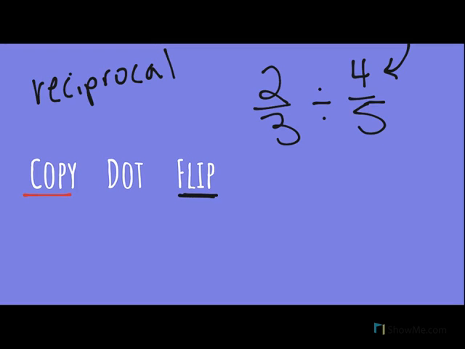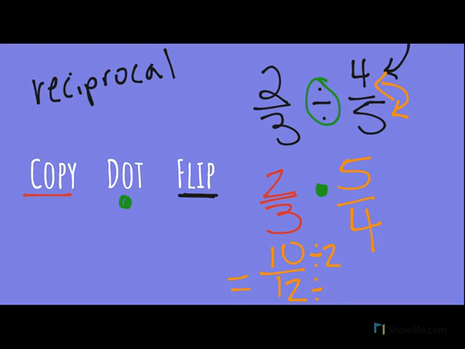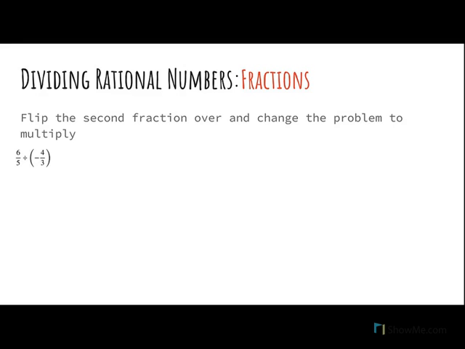So copy. We're going to copy the first fraction we have written down. The second step is dot, meaning we're going to change this division to multiplication. Okay? And then the flip, we already talked about, I take this fraction here, top to bottom, bottom to top, and now I have multiplication. So I can multiply my tops together, my bottoms together, and then simplify if I can, and 5/6 would be my answer. Okay?